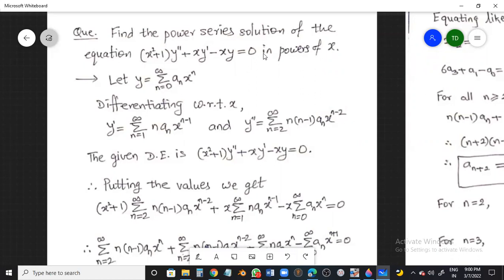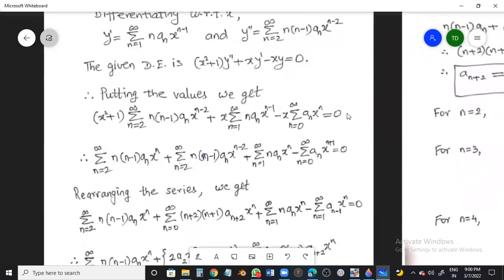Now we are required to solve this differential equation. So let us put the value of y in this equation. And to get the solution means what? Either get the relation between the a's, the coefficients, or get directly the values of the a's. So let us go. We put the values: x square plus 1 as it is. y double dash, as we know, starts from 2 to infinity. The coefficient is n into n minus 1, an remains as it is, and the power of x is reduced by 2.